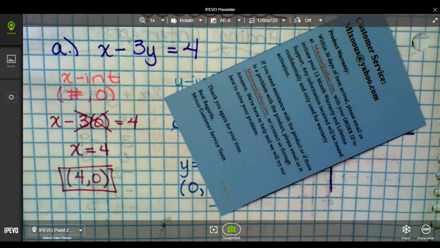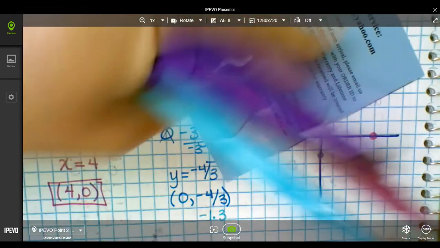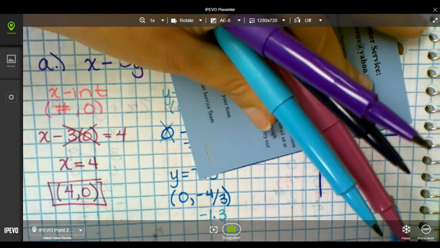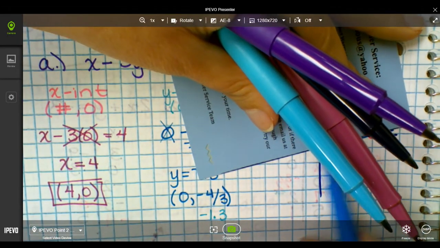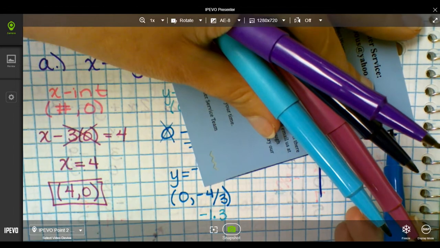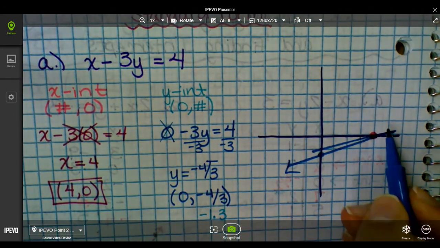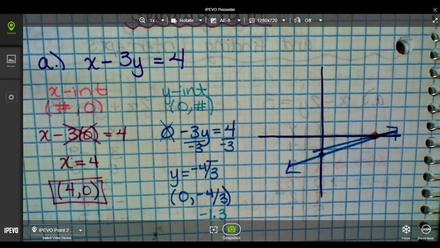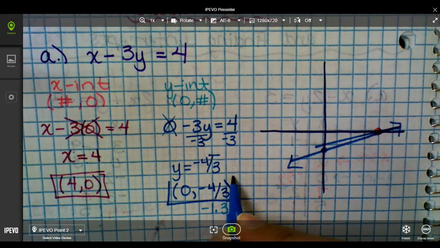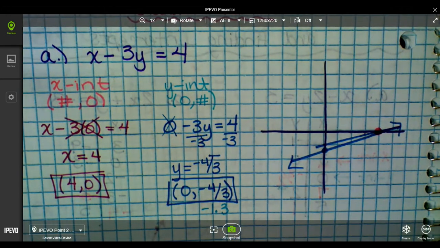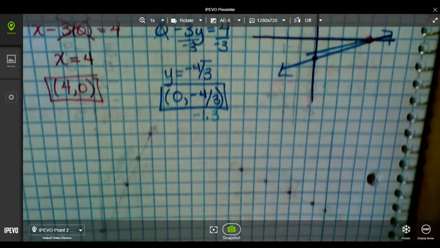Take your straight edge and just connect the dots. For a line, all you need, oops, I can't even connect the dots. For a line, all you need is 2 points. So excuse that mishandling of my pen over there. I've got 1,000 pens because I like my colors. Okay, so that's your first one. Once you get your two x and y intercepts, your 2 points, you just connect those 2 points, you got a line. That's it.